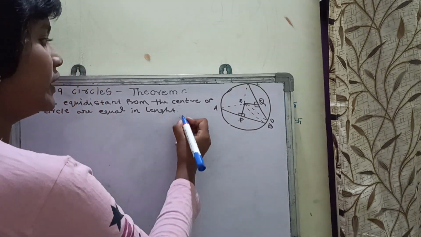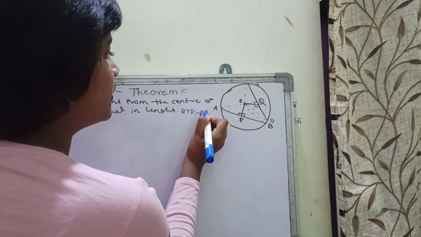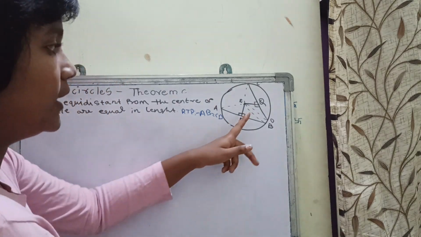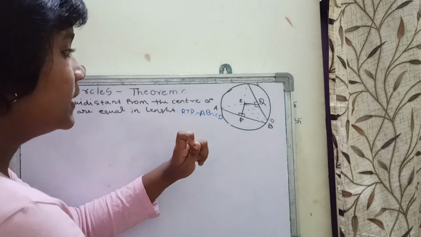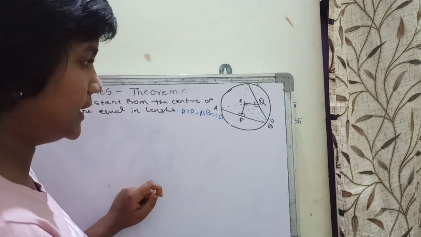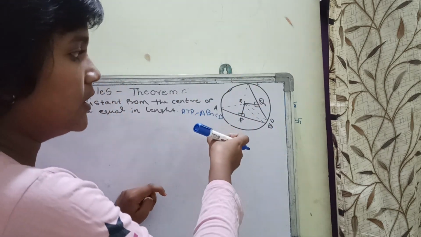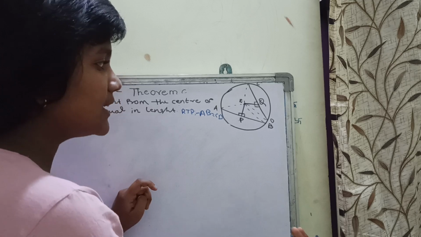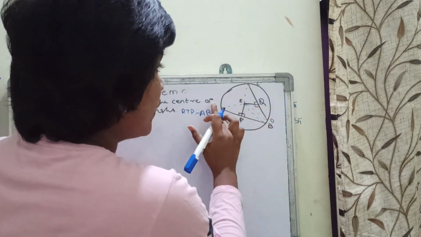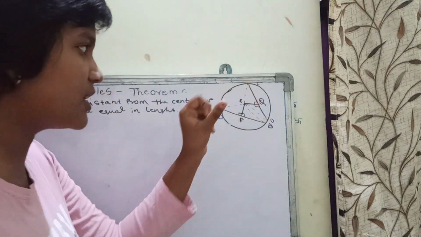What we need to prove here? RTP, that AB is equal to CD, right? So the dotted lines that I kept here are the construction we did. The real figure is the one with the straight lines. What constructions did we do? Everything is radii that we have constructed. OA, OC, OD, OB are radii we constructed in the figure.